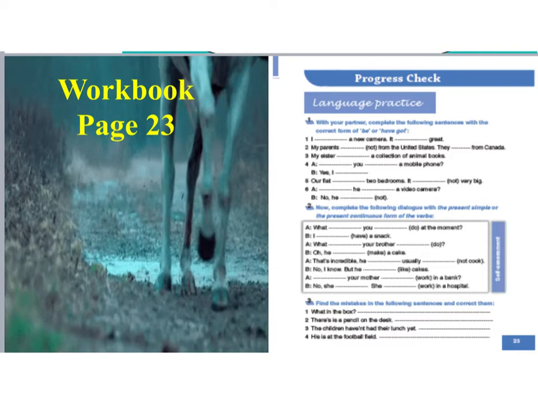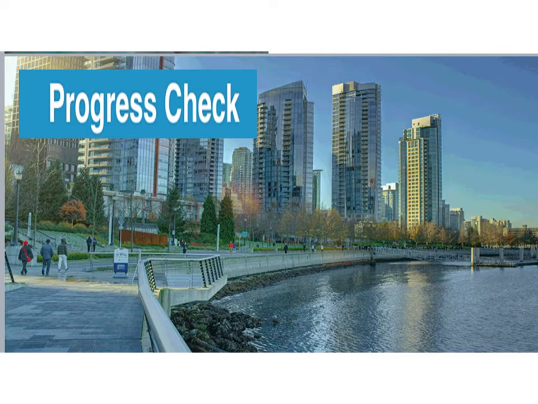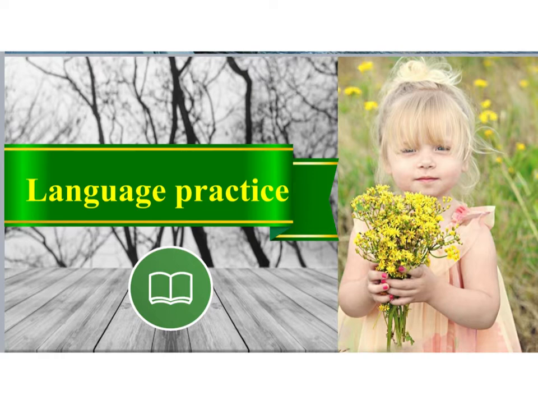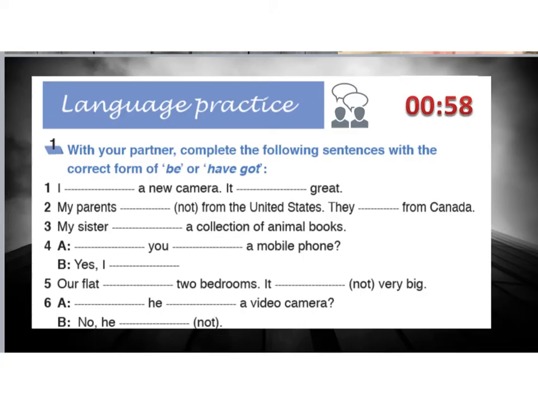The first subtitle is language practice, on page 23 and 24, progress check. Language practice has to do with the grammar. On page 23, the title after progress test, the subtitle is called language practice. We practice language. It has to do with grammar. Okay, we'll check the first exercise, exercise 1, language practice.